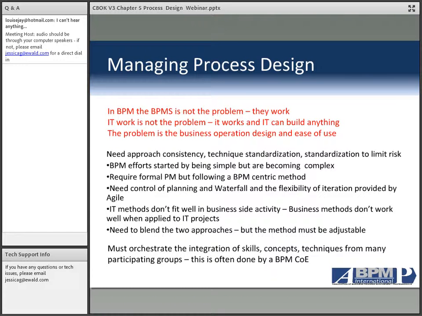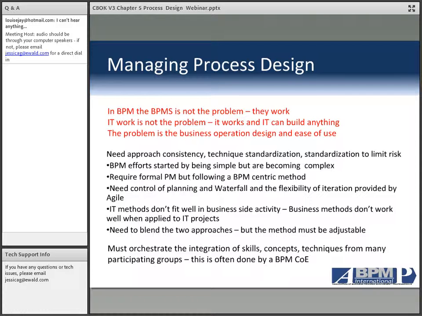Now, we know from experience that BPM and BPMS isn't a problem. They work. We know that IT is not a problem. It can build systems that work. So where does the problem really lie? If all the technology that underlies everything can be made to work and can be shown that it works, where's the problem? Well, the problem really is in the way that you change the business.